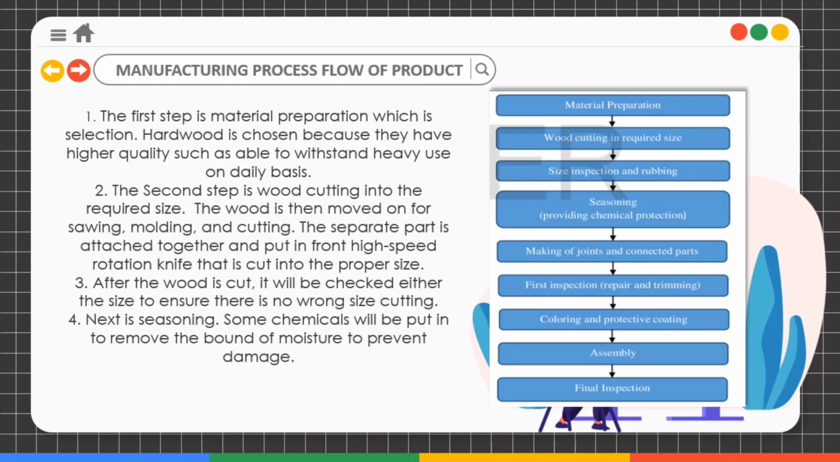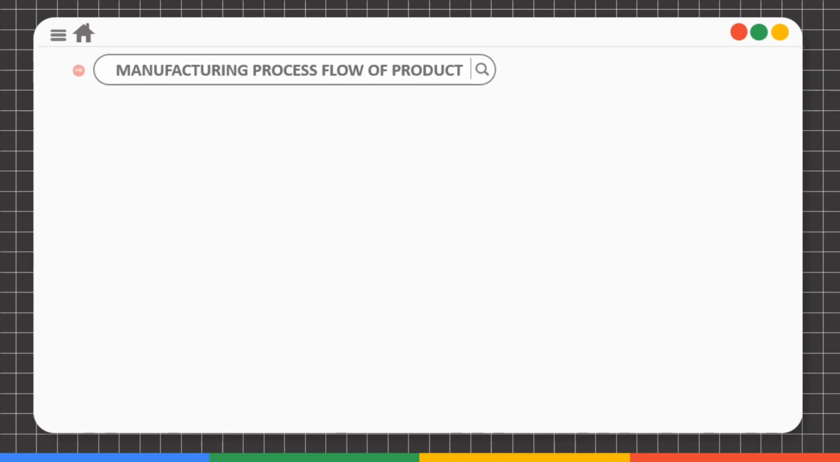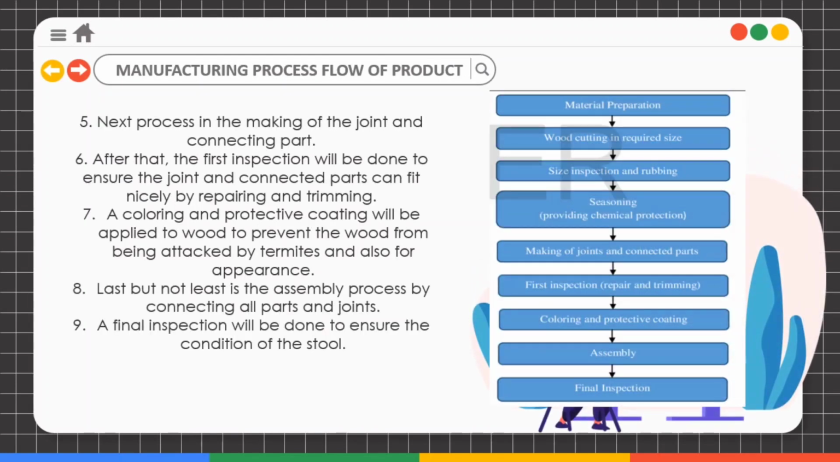The fourth step is seasoning. Some chemicals will be put in to remove the bound moisture to prevent damage. The next process is the making of the joints and connecting parts. After that, the first inspection will be done to ensure the joints and connected parts can fit nicely by repairing and trimming. A coloring and protective coating will be applied to the wood to prevent it from being attacked by termites and also for its appearance. Last but not least is the assembly process by connecting all parts and joints. A final inspection will be done to ensure the condition of the stool.